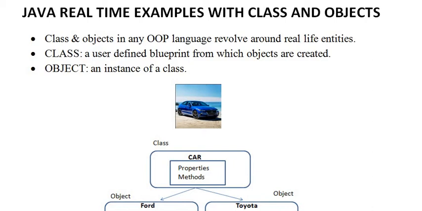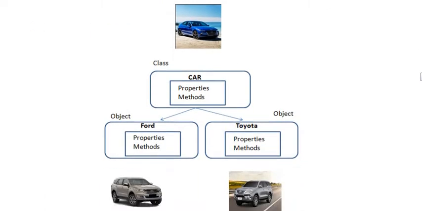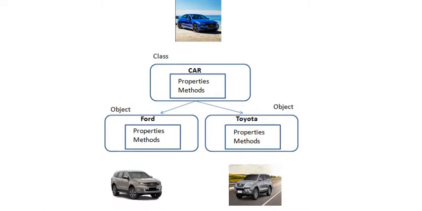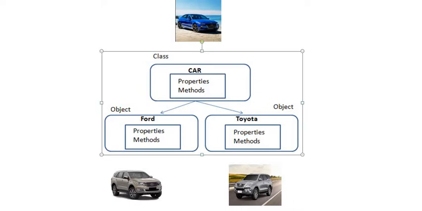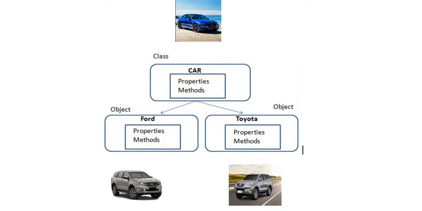Now, looking at the example, one real-time example I have considered here is of a car. For example, there is a class called car. This car will have, in common, its own set of properties and its own set of methods. That is the common functionality. But when coming to one particular type, it will have its own set of properties and its own set of methods.